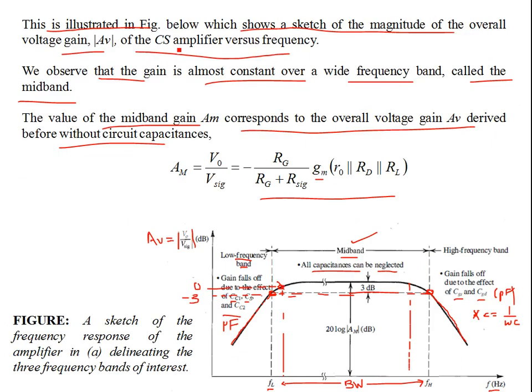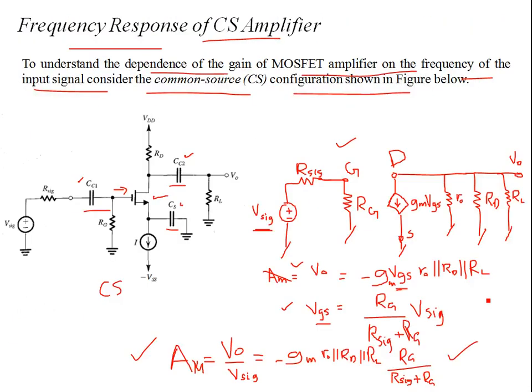Now let's have a look at the high frequency response. High frequency response means we are interested in the band above FH, to see how the gain is affected by the internal capacitances of the MOSFET device. In the high frequency band the gain falls off due to the internal MOSFET capacitances, CGS and CGD. So we have to redraw the circuit and include those capacitances in the equivalent circuit model. Let's go ahead and include them.